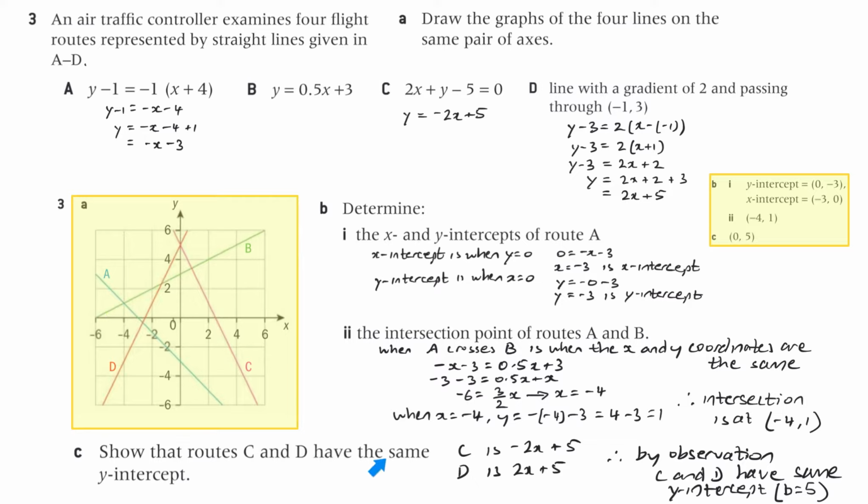Next one, show that lines C and D have the same y-intercept. Well, we've already established that because C is y equals mx plus b. That last number there, the b, is the y-intercept. This is y equals 2x plus 5, and that is also the y-intercept, and they're both 5. Therefore, by observation, C and D have the same y-intercept, b equals 5.